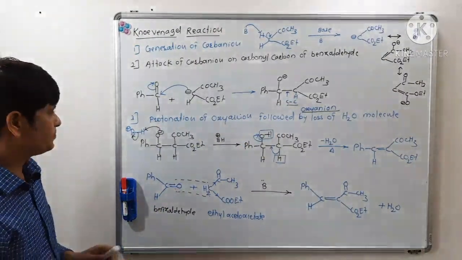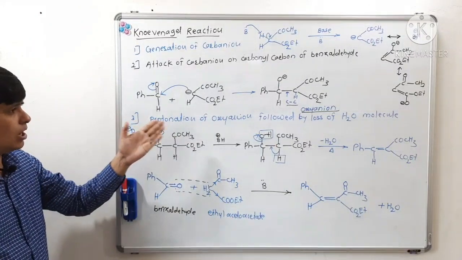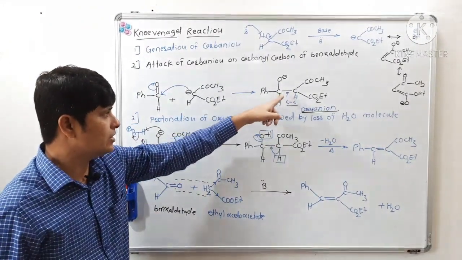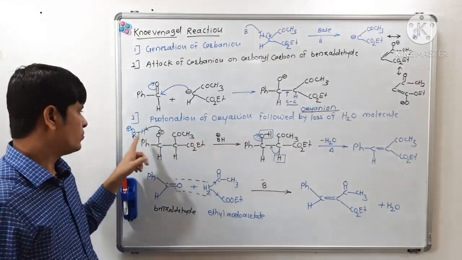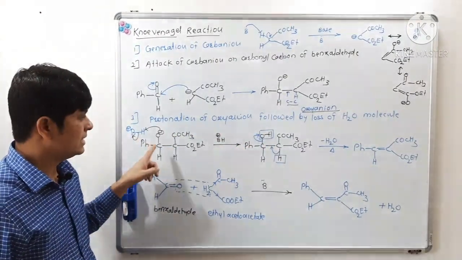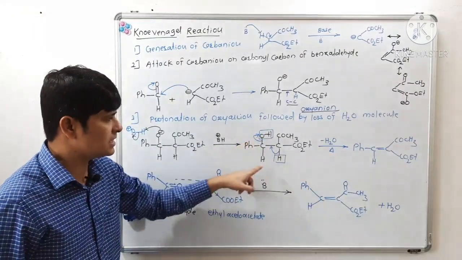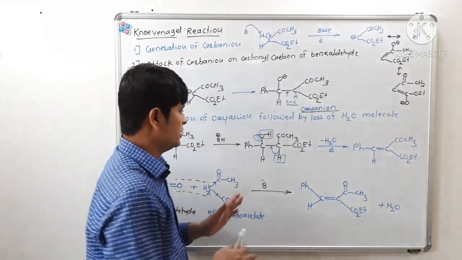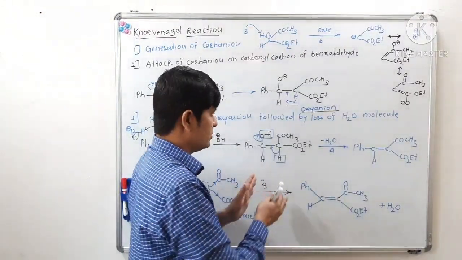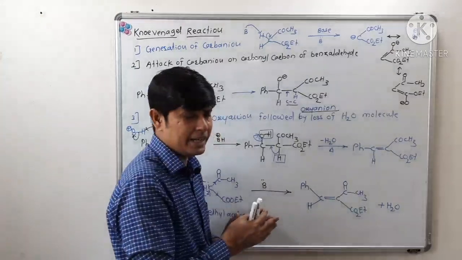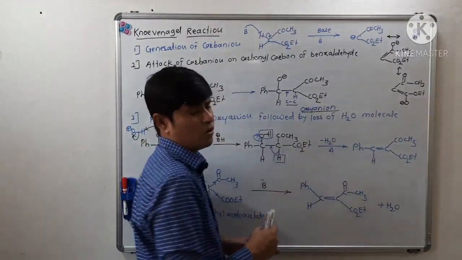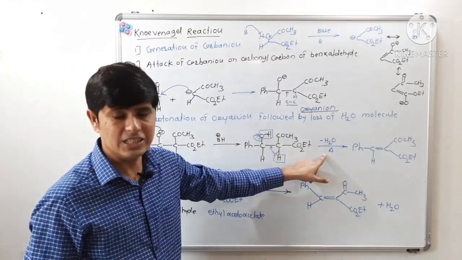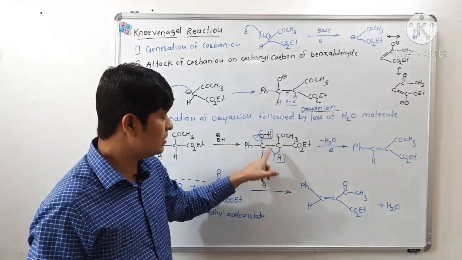Now in the next step, protonation of the oxyanion. This oxyanion will undergo protonation from the conjugate acid of the base, and there will be formation of such kind of intermediate. Now this protonated intermediate will undergo what? Loss of a water molecule. As the reaction is going on under heating conditions, there will be immediate loss of a water molecule.